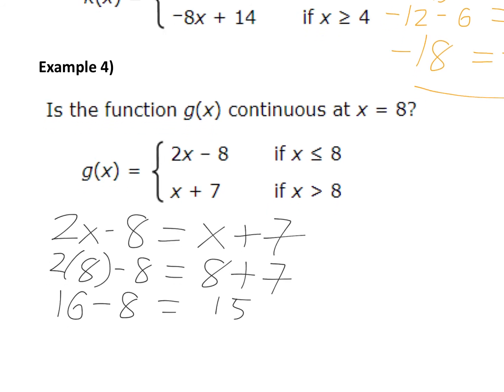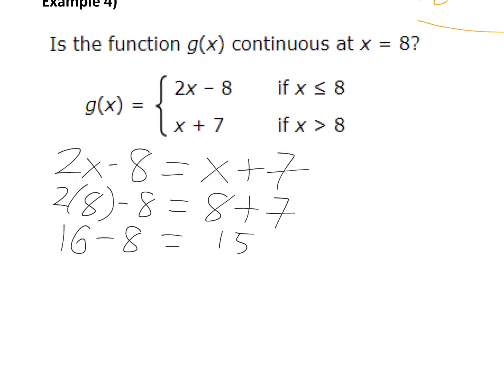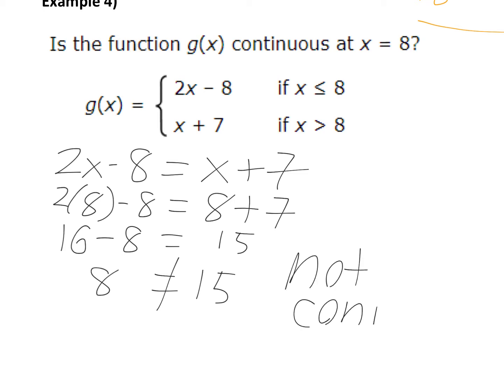Now folks, we could probably stop there, but let's just finish off the problem. 8 is equal to 15. 8 does not equal 15. So this is not continuous at that point. And folks, honestly, I can't spell continuously properly, so I'm just going to stop at not conti. Okay? I'm fine with you calling it NC, not continuous.